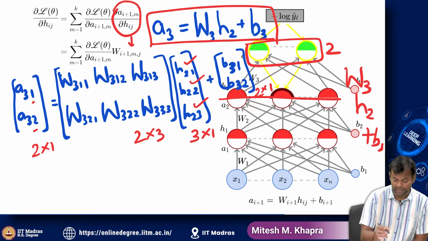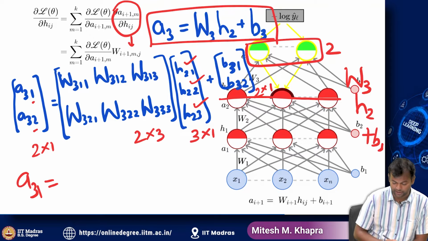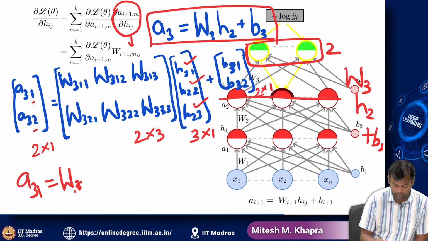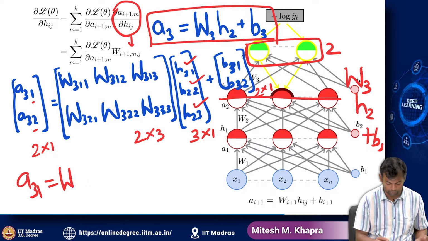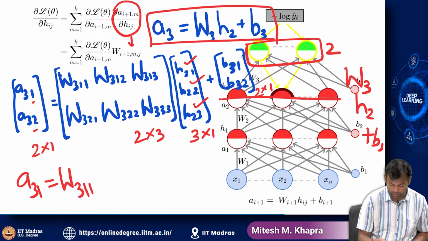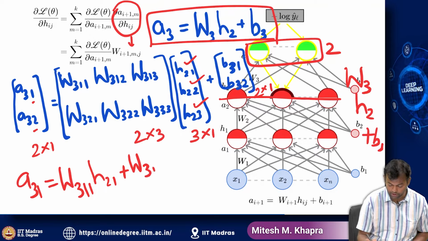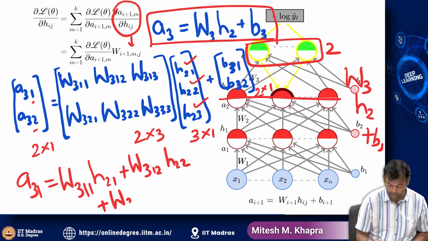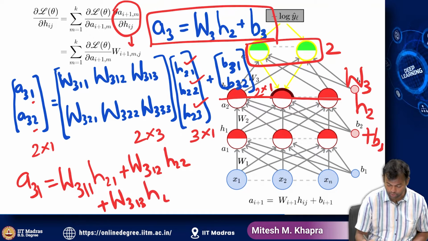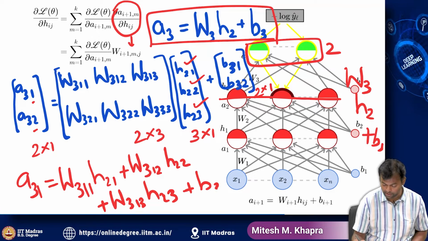Now let's write down one of these. So A31, what is that equal to? W311, I'm just going to do the multiplication, into H21 plus W312 into H22 plus W313 into H23 plus the bias term, which was B31.